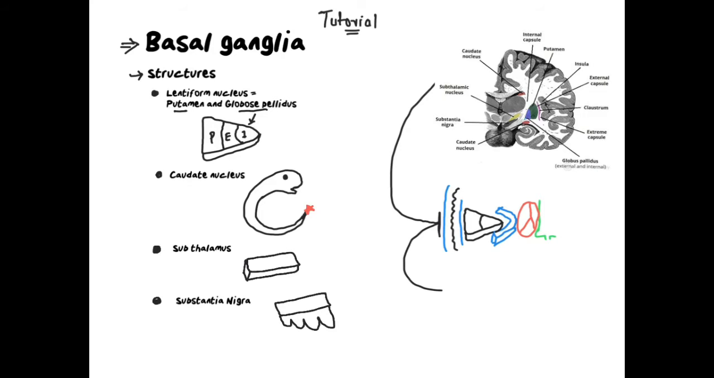It has two parts. One is pars compacta, where the neurons are very compact. This one is pars compacta, and the other one is pars reticularis, where the neurons are not very compact. Okay, so these are the basal ganglia.